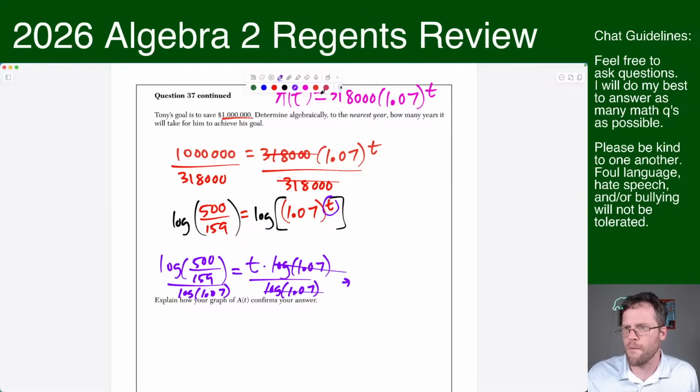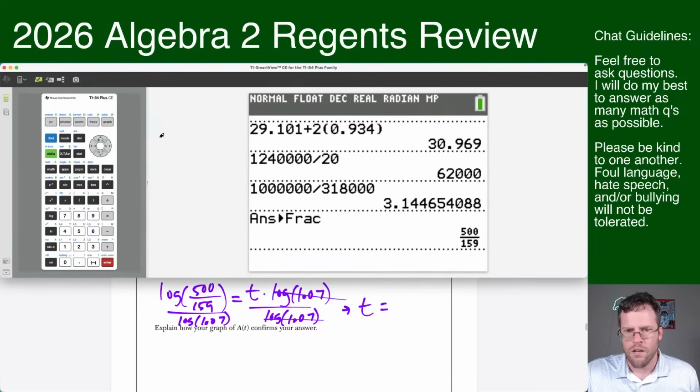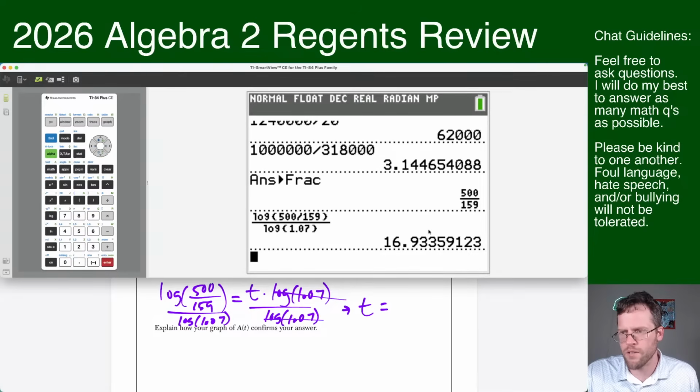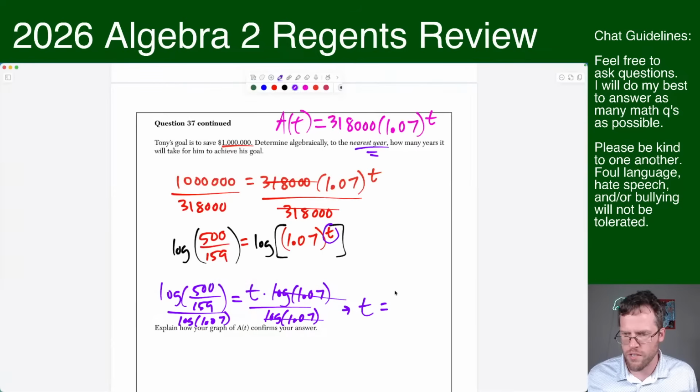So T to the nearest year. So T equals, and now I'll just type this in. Let's see. So we've got log of 500 over 159. And then log of 1.07. Okay, that's roughly 17 years. Okay, so it's going to take Tony 17 years to hit 1 million.